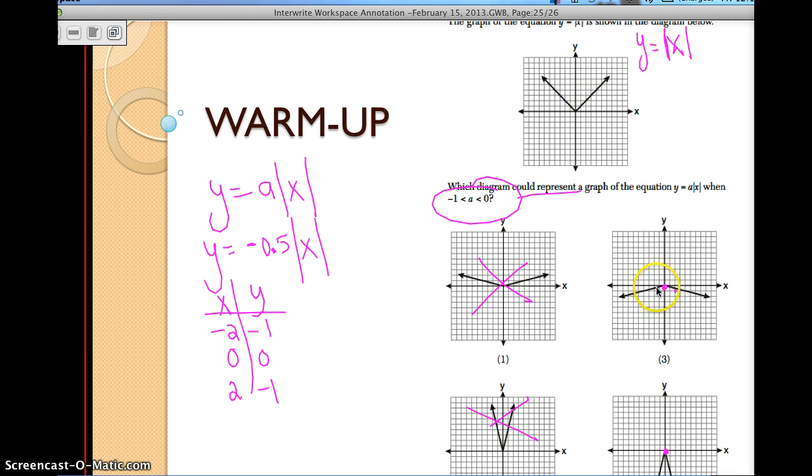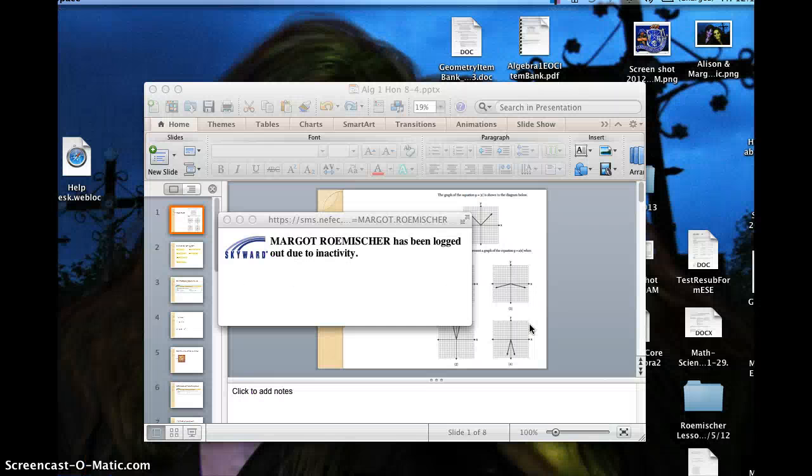My eyes aren't that great. Doesn't look like it's hitting that well, but it's definitely not this one. So choice 3 is the answer.